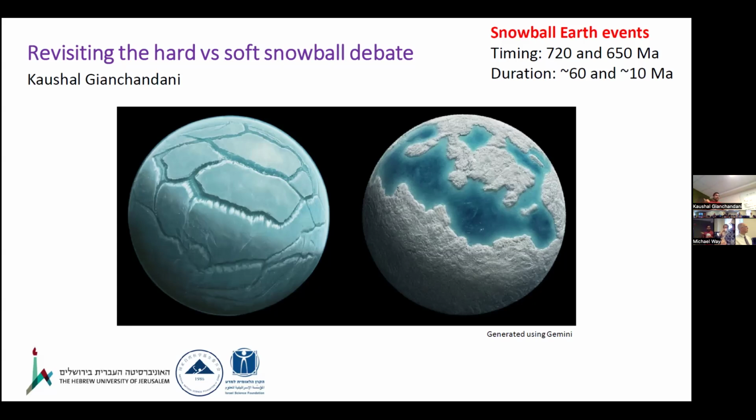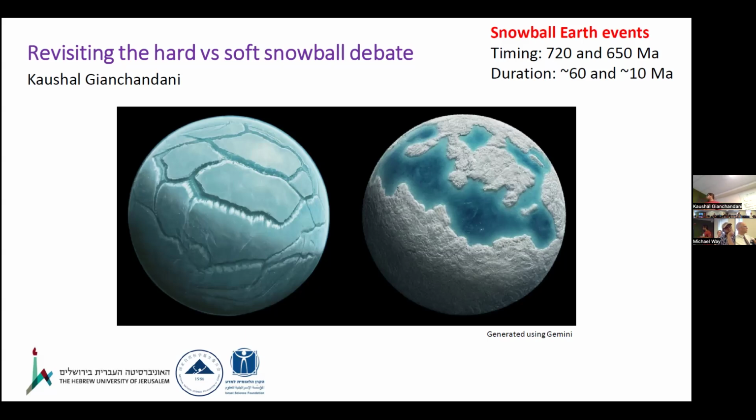These extreme events lasted for tens of millions of years, which is a long period, even if you consider the Earth's geologic timescales. And as the name suggests, snowball Earth means that the Earth looked like a ball of snow. That's an oversimplification, but it's a good enough definition. Based on the extent of the ice cover, the snowball Earth hypothesis can be bifurcated into two parts: the hard snowball hypothesis or the soft snowball hypothesis.